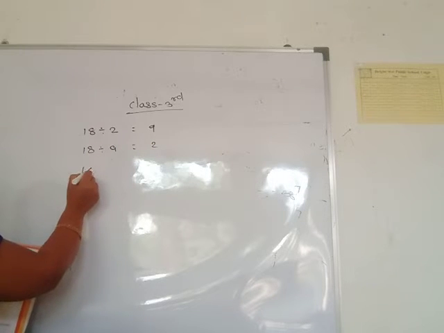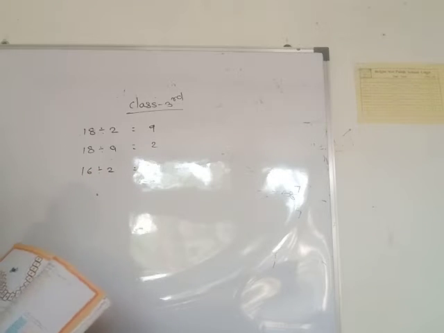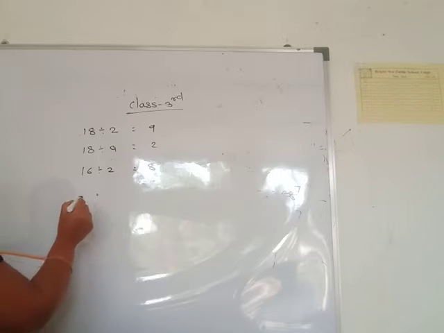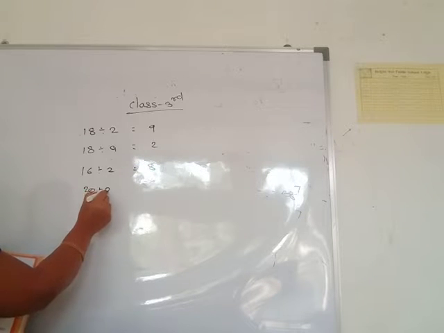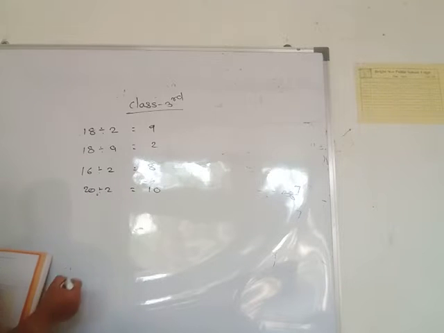Then 16 divided by 2. See here, 16 divided by 2. 2 8s are 16. Then you write answer 8. Then 20 divided by 2. See here, 2 10s are 20. Then you write answer 10.